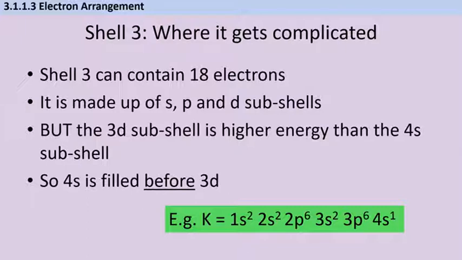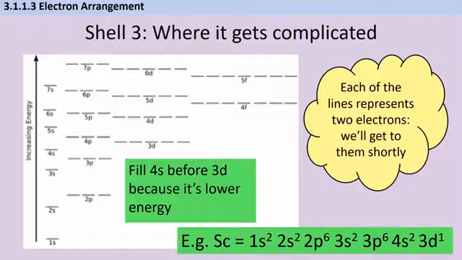So we get to the end of 3p, and you would expect that we would go on to 3d, but instead we're going to go out to the 4th shell's S subshell, and then when that S subshell of the 4th shell is full, we're going to come back and fill in 3d. So as an example of this, potassium has an electron configuration of 1s2, 2s2, 2p6, 3s2, 3p6, and then it's not 3d1, it's 4s1.